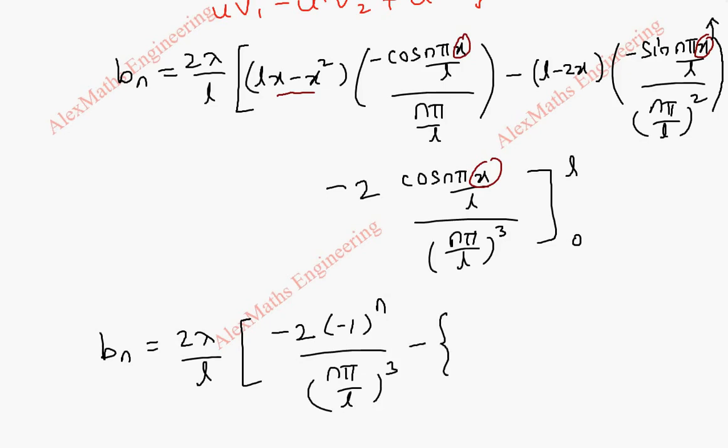Minus, when I use the lower limit 0, here both are x, so it is 0, sin 0 becomes 0. Again we are left with only the last term, which is minus 2, cos 0 is 1, then we have by n pi by L whole cube.